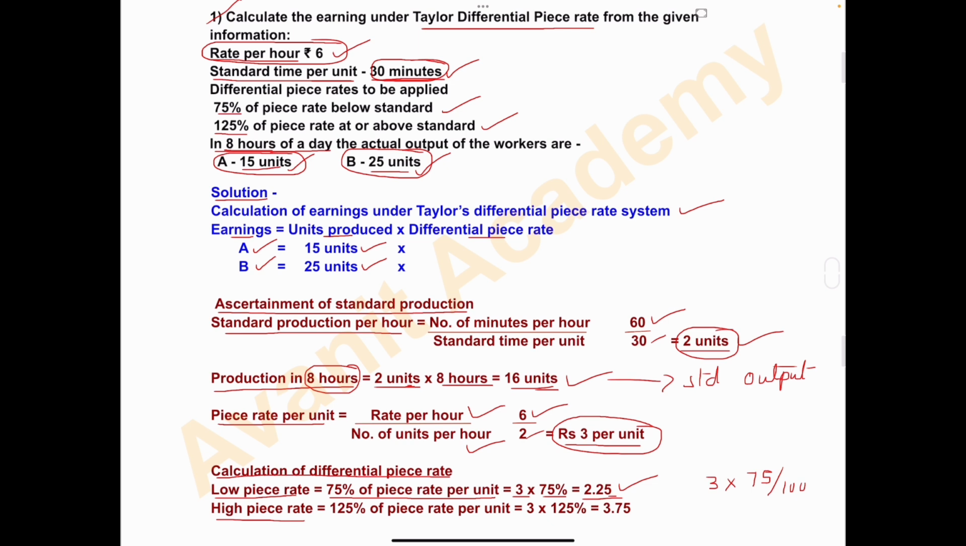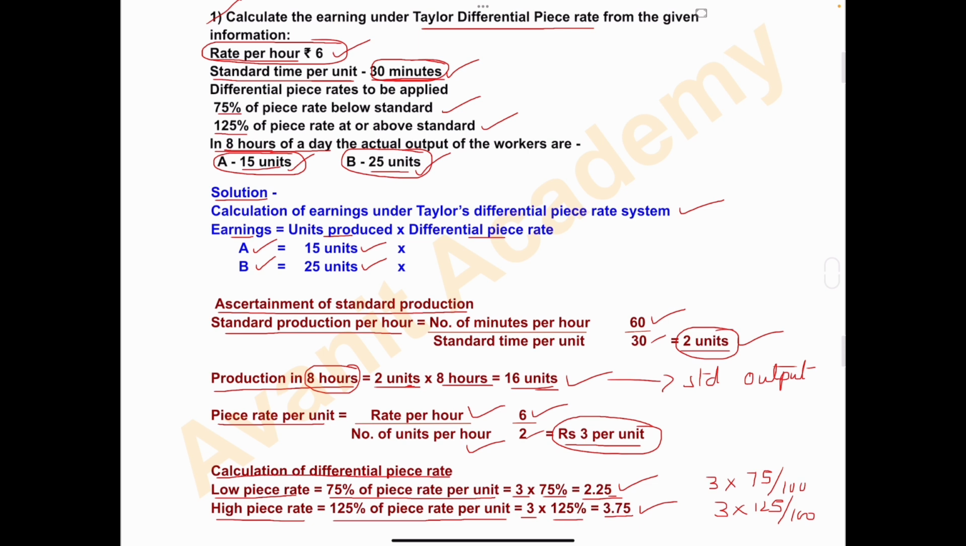Next is high piece rate. High piece rate is 125% of piece rate per unit. Piece rate is rupees 3. High piece rate is 125%. Do the calculation. 3 into 125%. It is 125 divided by 100. You will get 3.75. So those who have performed at or above the standard, to them we have to apply 3.75 differential piece rate. So clear all these notes.